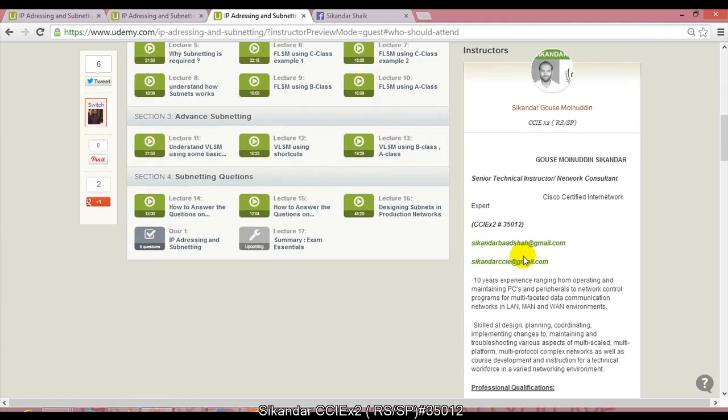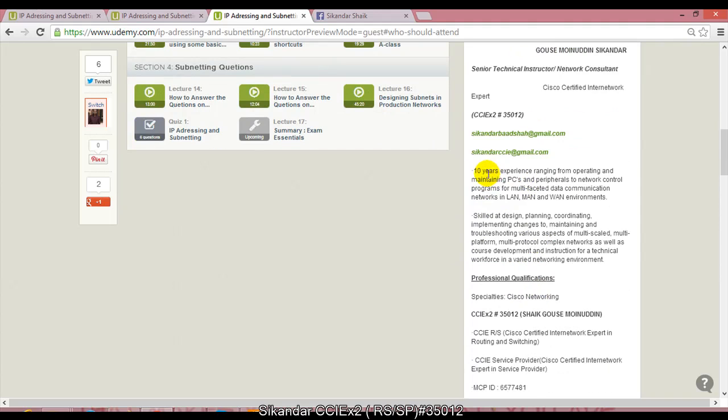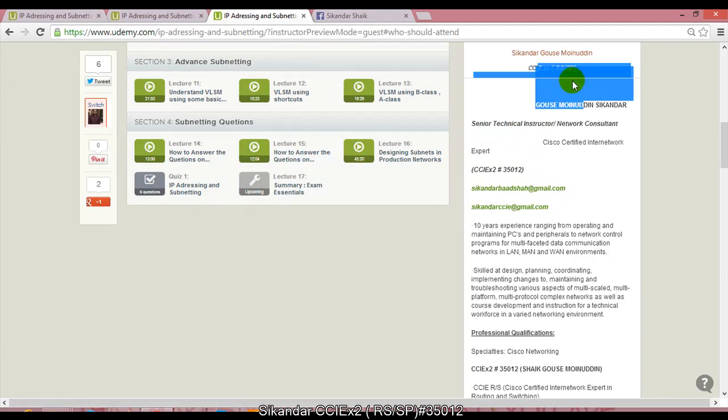Regarding myself, I'm Sikandar Gauss Moinuddin. I'm certified in CCIE, routing, switching, and service provider track. I have been in production networks for more than 10 years. I have been working as a network consultant as well as a senior technical instructor training CCNA, for more than 8 years. I generally work as a consultant, and I also work as a trainer, doing trainings on CCNA, CCNP, and CCIE certifications in both routing, switching, and service provider tracks.